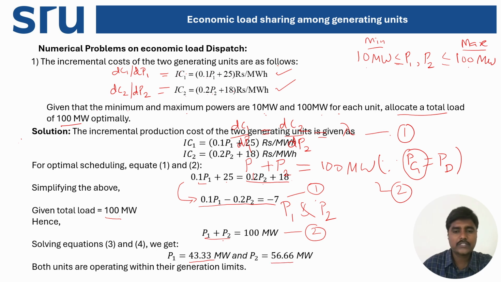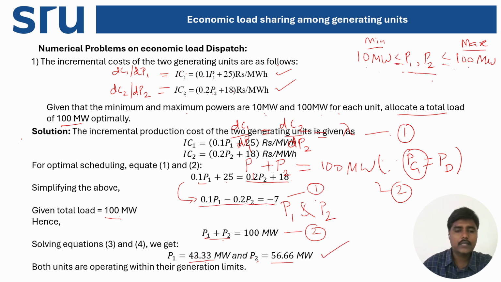Now you can cross-check whether these two generators are operating within the limits or not. P1 value is 43.33, so it is falling within this range because 43.33 is within the range of 10 and 100. Similarly, the P2 value, 56.66 megawatt, is also falling within the range of 10 megawatt and 100 megawatt. So here you can conclude that these are the final scheduled powers for the two power plants.